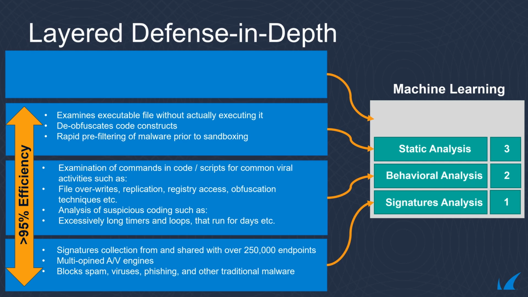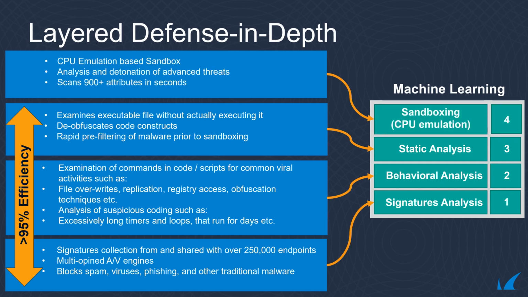These first three layers block over 95% of all threats, but it is the final layer that is crucial for stopping the last few percent, the new and unknown threats, from getting onto the network. CPU emulation-based sandboxing. The last layer of defense is a comprehensive CPU emulation-based sandbox that will comprehensively detonate any attachment that is not conclusively analyzed by the preceding layers. By using CPU emulation techniques, the sandbox can detect threats that are designed to evade traditional virtualization-based sandboxes.